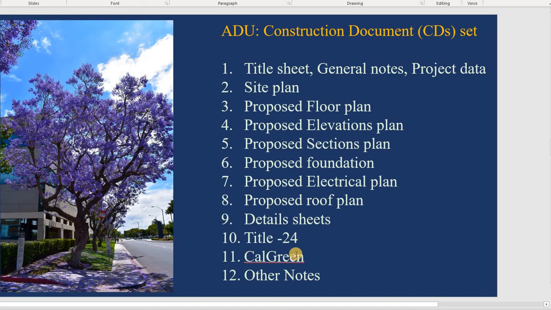In Title 24, you show me the window area, the floor area, the slab, HVAC system, heating, and everything regarding the ADU you need to show in the Title 24. Green building, this one you need to follow the guideline with the city or the state for green building, the way you can save energy in your design. And finally, you can show me other notes. That means everything special for your design that you need to show me. So that's the basics for ADU design and construction documents.